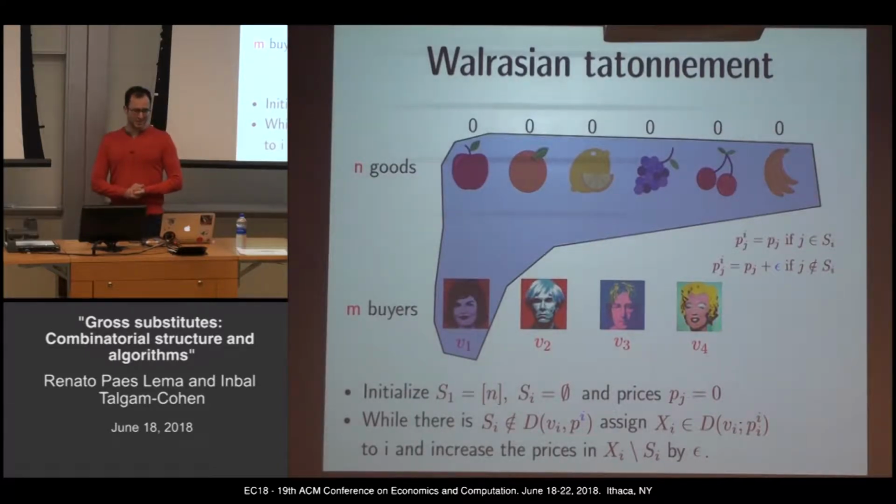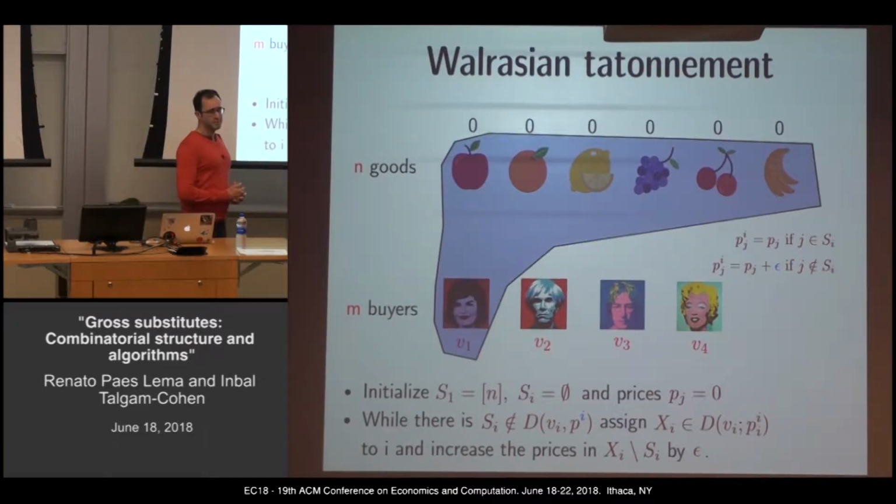So what's the algorithm they propose? The algorithm is actually quite old. It was proposed by a French economist called Walras. It's called Walrasian tatonnement. And Walras observed that the natural thing for markets to do is that they will look at the items.